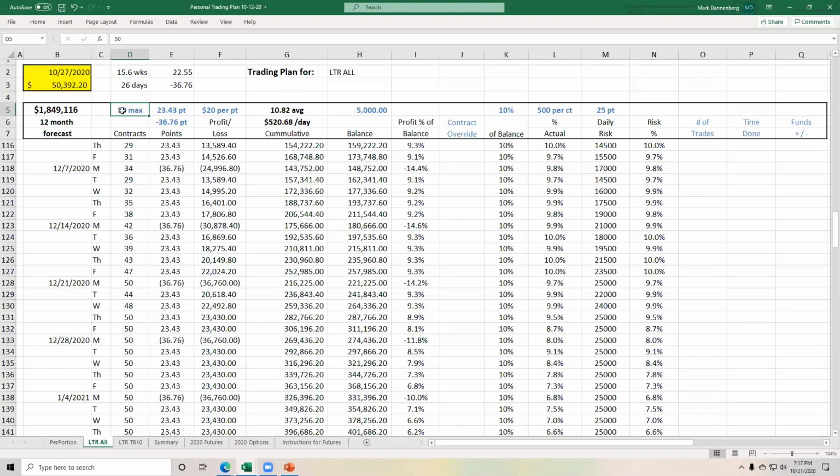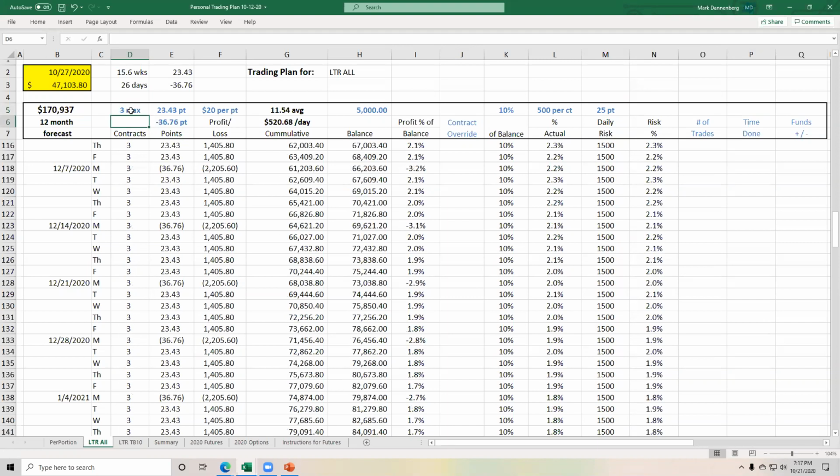So I don't think 50 is practical. I think 3 is very practical. I think 5 is practical. That depends on your own experience level and your comfort level with your current run rate.